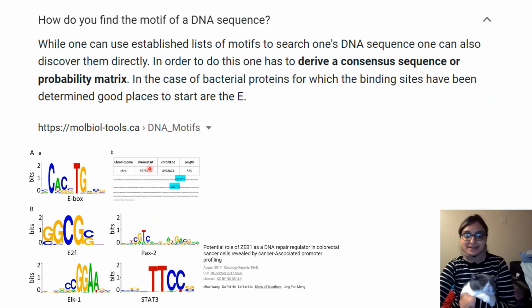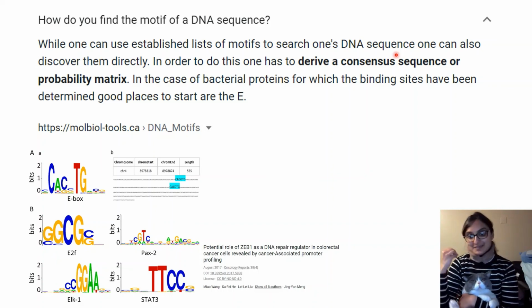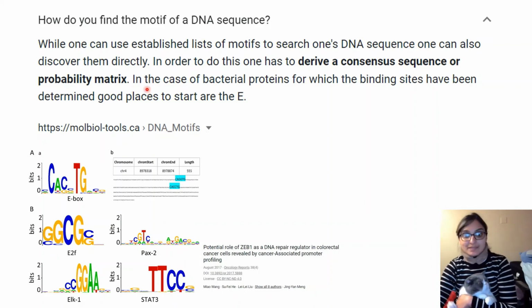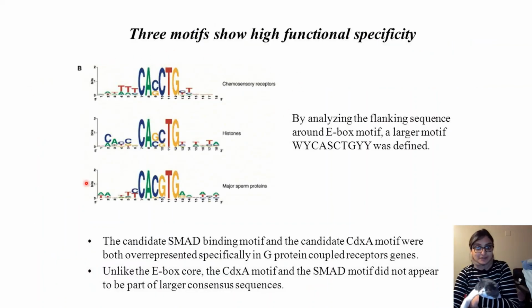In general, people can ask, how do you find the motif of a DNA sequence? We can use established lists of motifs to search our DNA sequence to see what we can already find. But if people had to start out with them, we can also discover them from scratch using algorithms like Gibbs sampling and expectation maximization, which we talk about in other videos. So we can derive a consensus sequence or probability matrix. And others are showing how motifs can show high functional specificity.